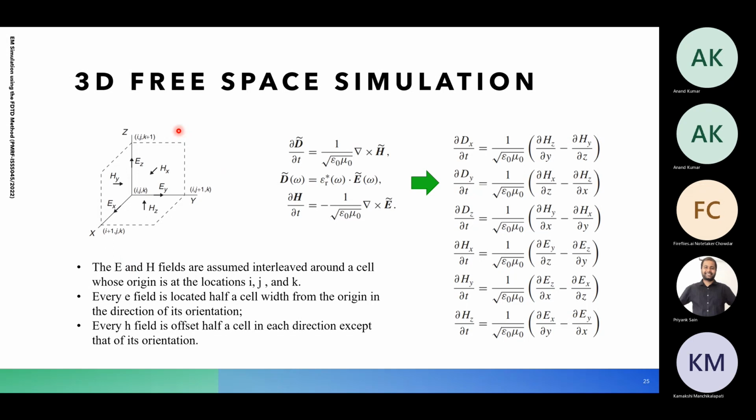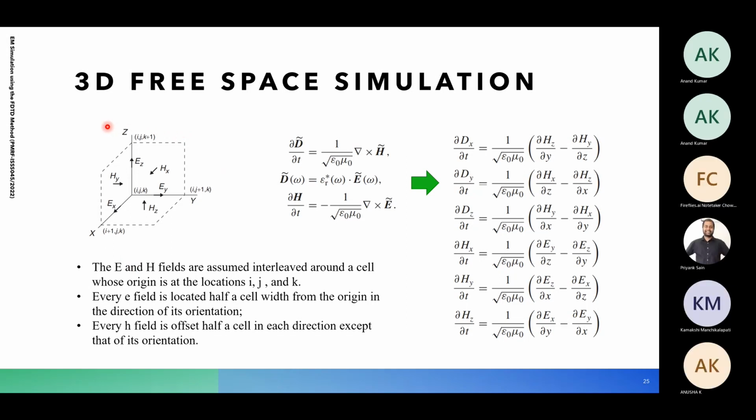Okay, so we saw the FDTD grid in 2D, which was given by Professor Yee. We call this the Yee cell, and in 3D the Yee cell will look something like this, where you have all the electric field and magnetic field components, Ex, Ey, and Ez, and Hx, Hy, and Hz. So this is what a unit cell of a Yee cell looks like.